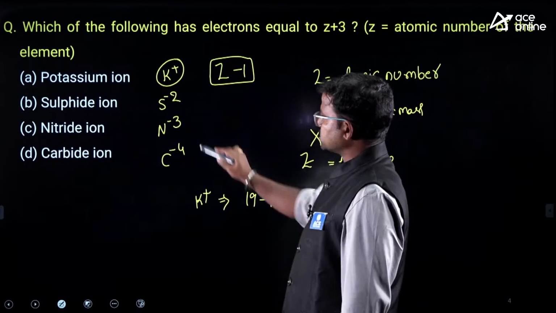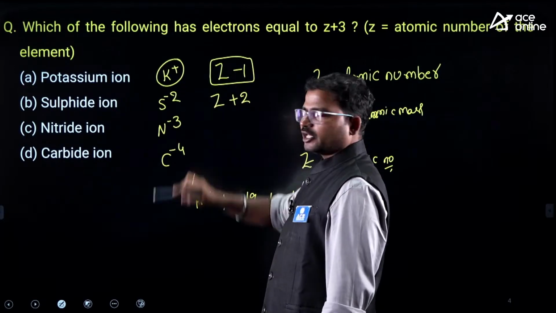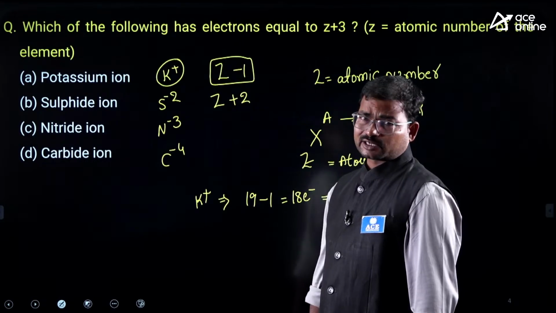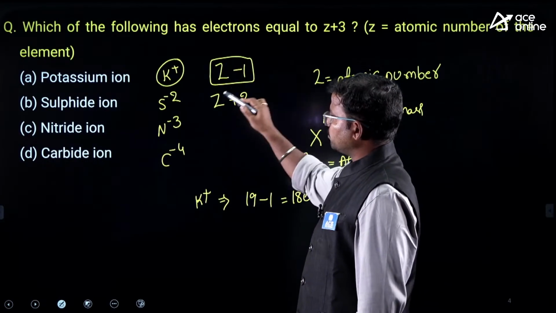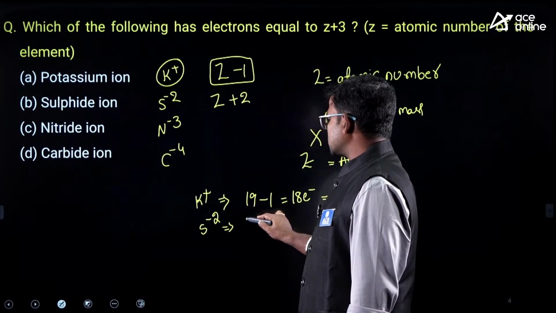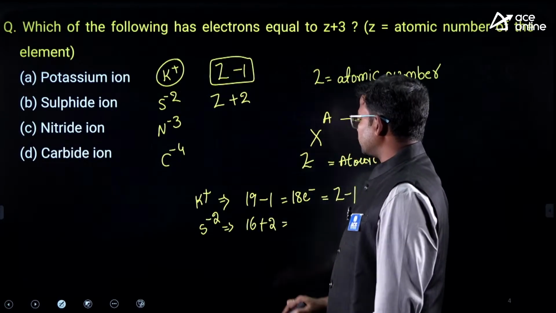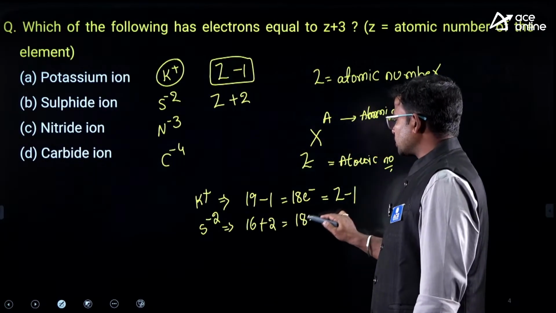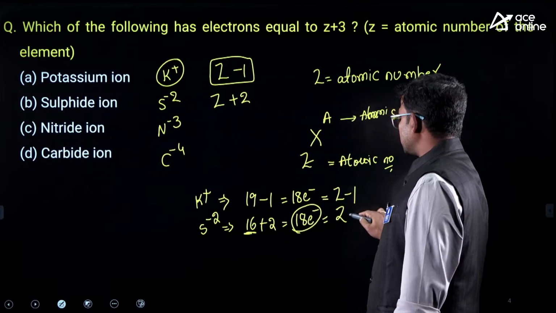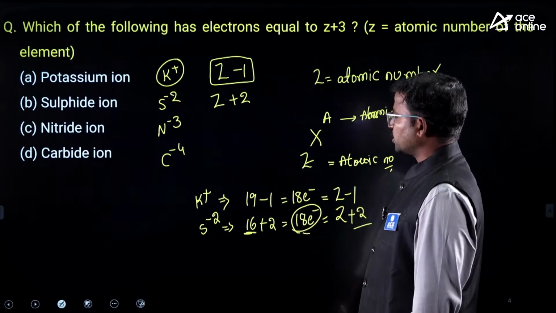In the same manner, S minus 2 is Z plus 2. Why? Because minus 2 means it gains 2 electrons, so we represent it with Z plus 2. If you consider sulfur, its atomic number is 16. Minus 2 means gain of 2 electrons, so finally it has 18 electrons. 18 means nothing but Z plus 2. If you add 2 electrons, then only we can get 18 electrons for this atom.